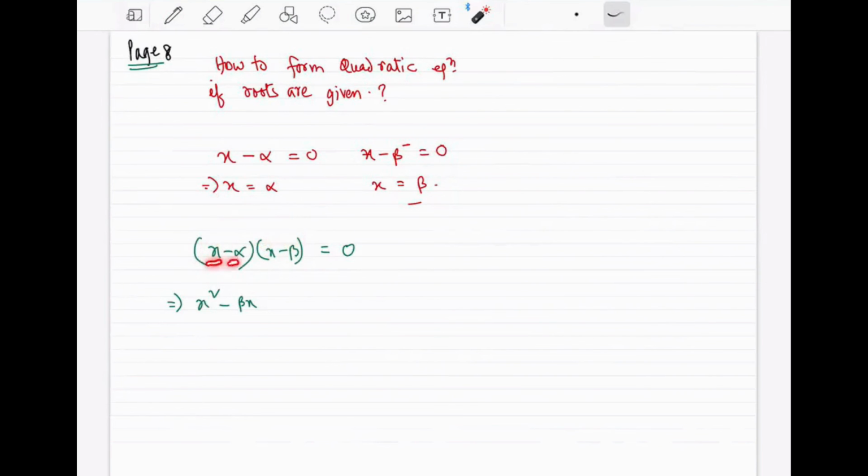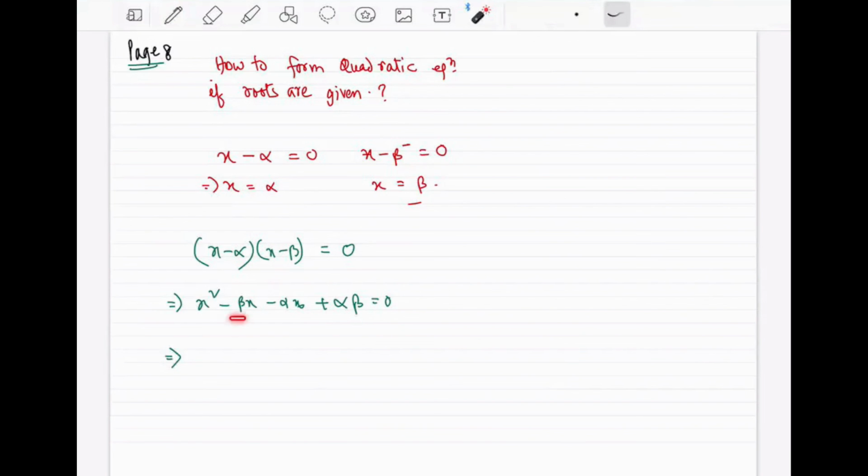After x, we will have alpha, right? Alpha into x, we will get alpha x. There is a minus sign in the front, so minus alpha x. Alpha and beta are multiplied, so we are going to have minus and minus. This minus sign and this minus sign, if you multiply them, then minus alpha into minus beta will be plus alpha beta is equal to 0.